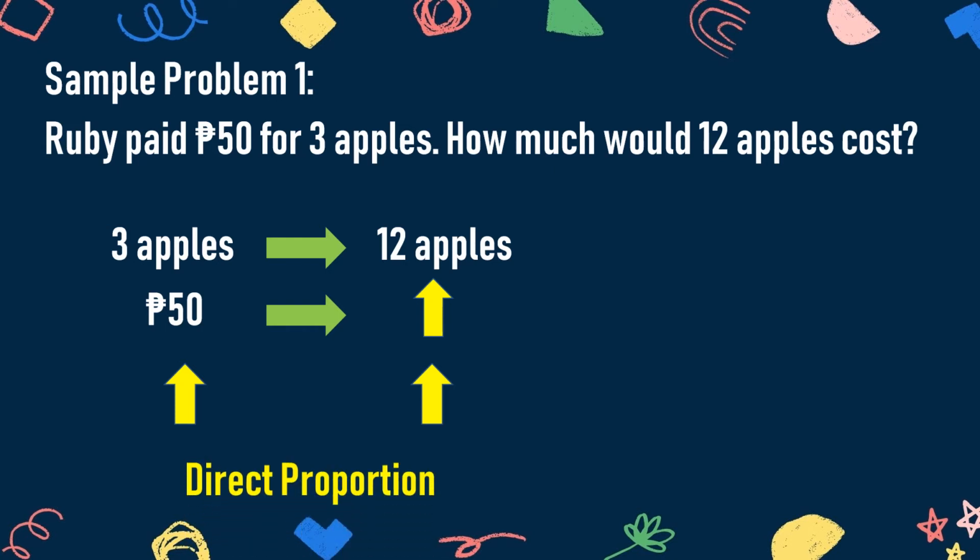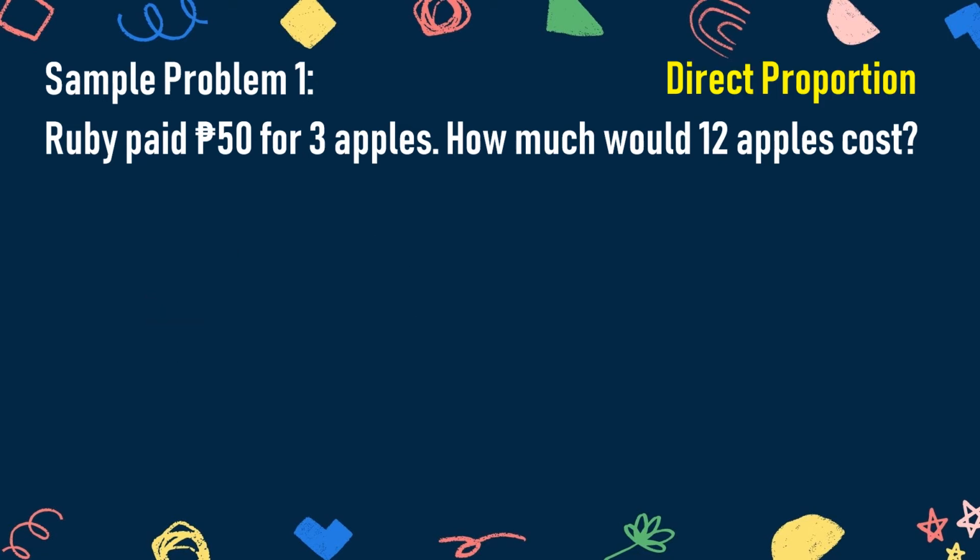So this problem involves direct proportion. Now let us answer the problem. The first sentence says, Ruby paid 50 pesos for 3 apples. So we can write the ratio as 50:3.